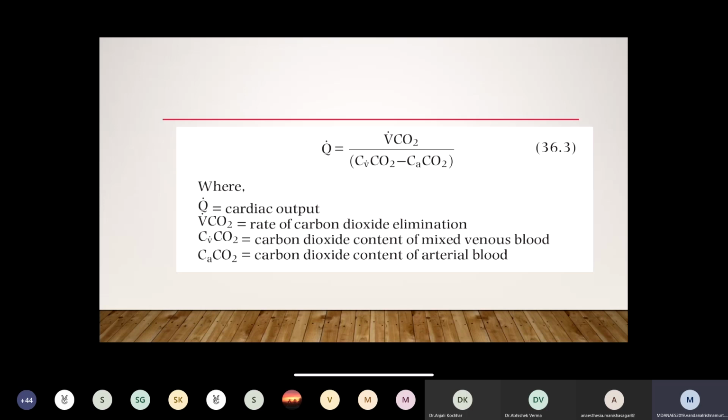This is the equation which we use for calculation of cardiac output: cardiac output is equal to carbon dioxide consumption divided by its venous content minus arterial content. The advantage is that it is non-invasive. It can be performed every few minutes, and the brief episodes of rebreathing pose no substantial risk to most patients. With time, end tidal carbon dioxide measurement increases by less than 3 mm Hg.